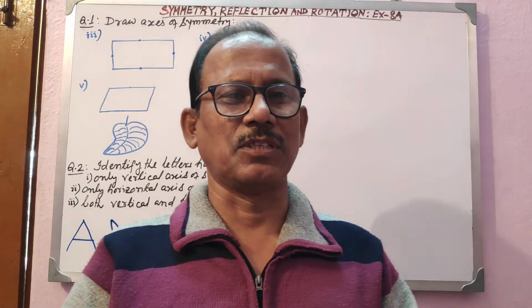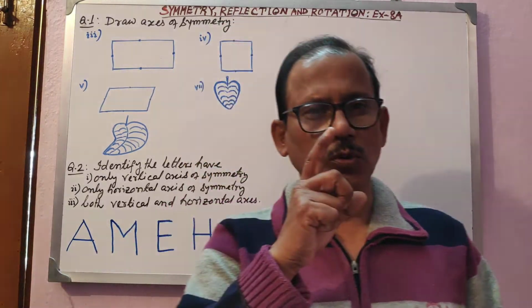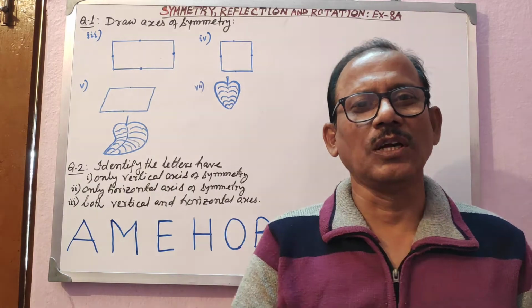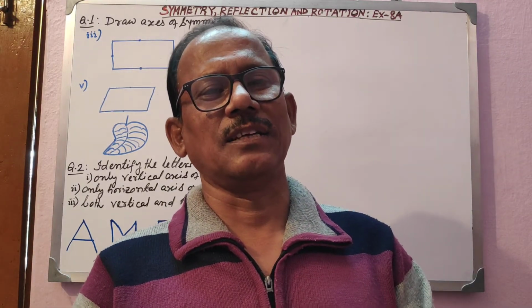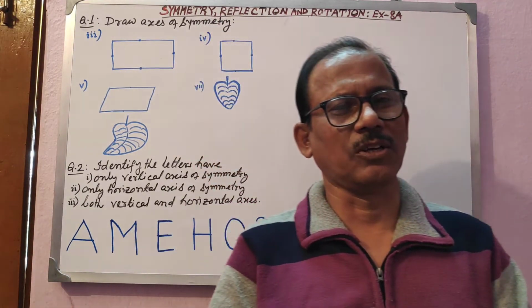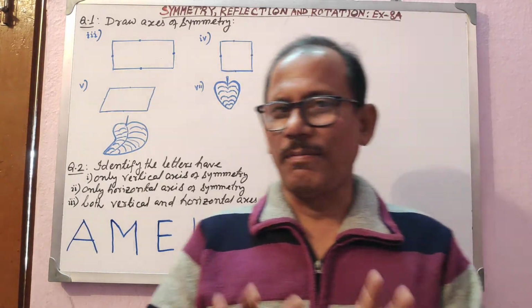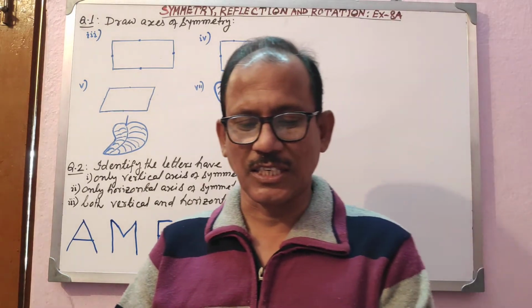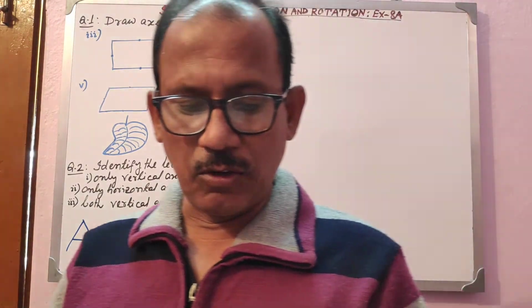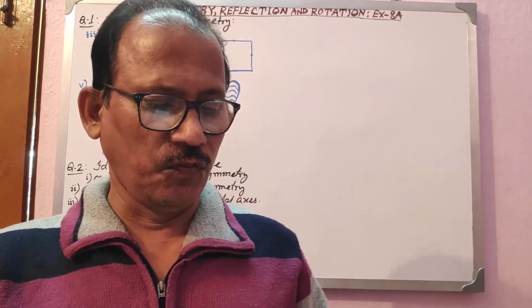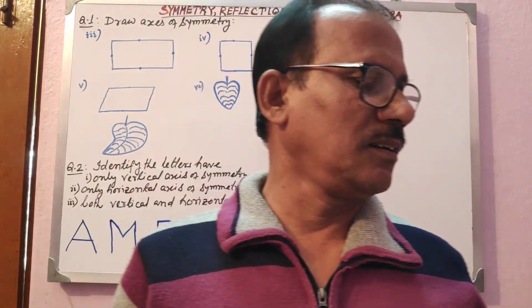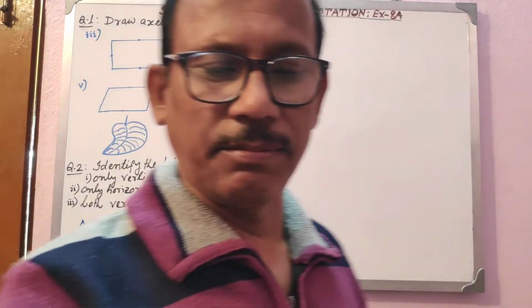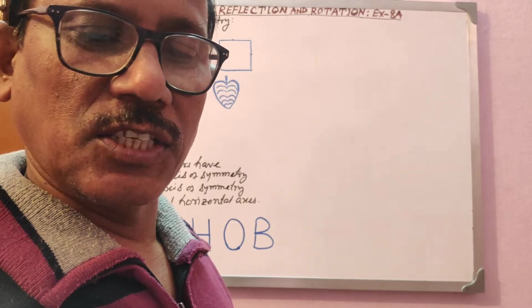So that object will have symmetry, and through the axis you can make that object symmetrical. That is called the axis of symmetry or line of symmetry. You have understood. Now it's time to take some of the sums from your Exercise 8A. Question number 1 says: which of the following figures is symmetrical, and draw an axis of symmetry. I have taken a few of the sums from there.